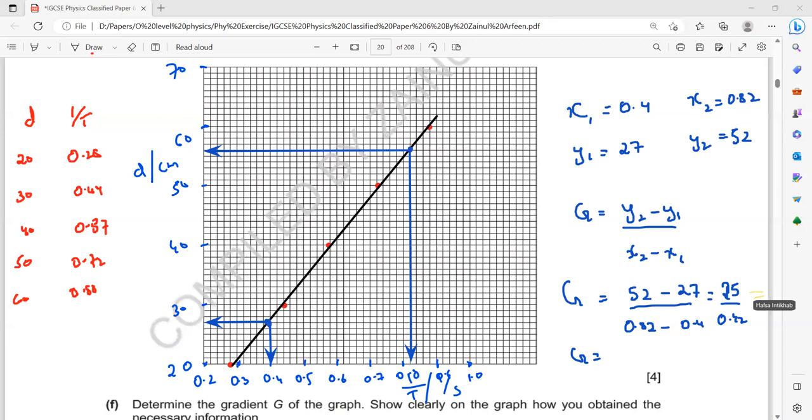So 25 divided by 0.42 is 59.5. So the gradient is equal to 59.5. Is it clear how to work out the gradient? Anyone having a doubt?